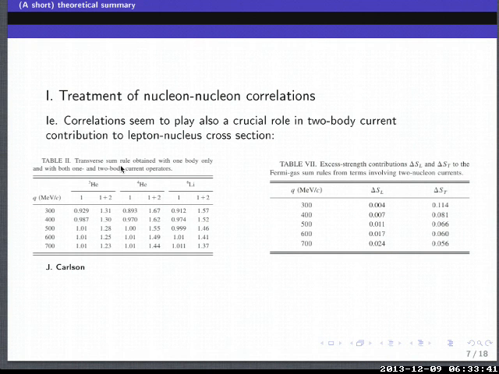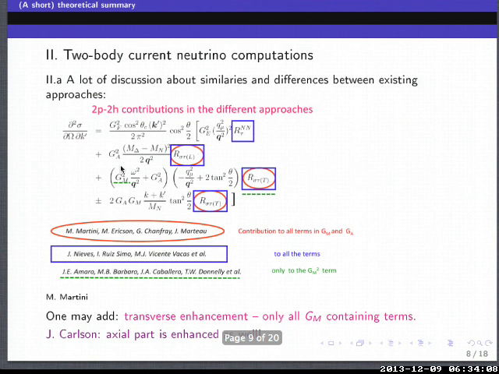We see that for longitudinal, this enhancement was already small in full computations, but for transverse, if we compare, here is the difference. This is for, I don't remember which nuclei it is, lithium or whatever. The effect disappears. So correlations are crucial for this contribution.